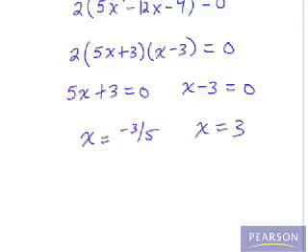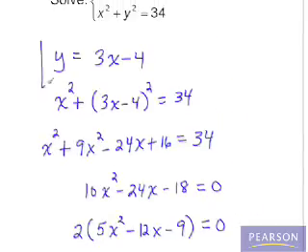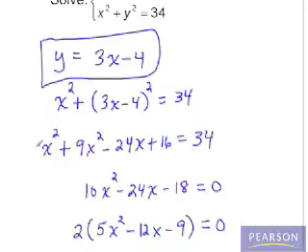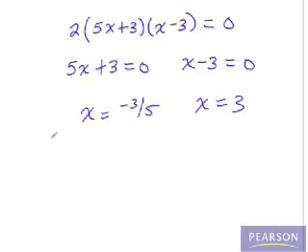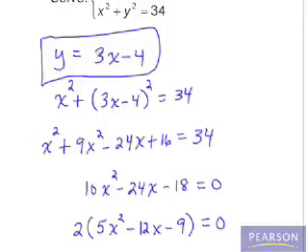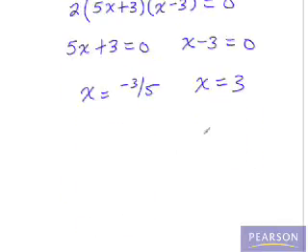Now we'll substitute those back into this equation to get the corresponding y value. Let's do the x equals 3 first. So if I let x be 3, 3 times 3 is 9. 9 minus 4 is 5. So the point (3, 5) is a solution to our system.